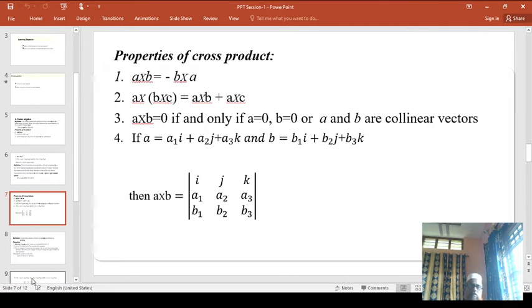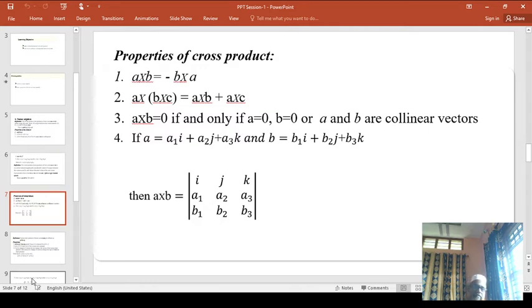So properties of cross product. a cross b is not equal to b cross a, but a cross b equals minus of b cross a. So the sign changes here. Second, a cross (b plus c) is the same as a cross b plus a cross c. Third one, a cross b equals 0 if and only if a is 0, or b is 0, or a and b are collinear vectors.